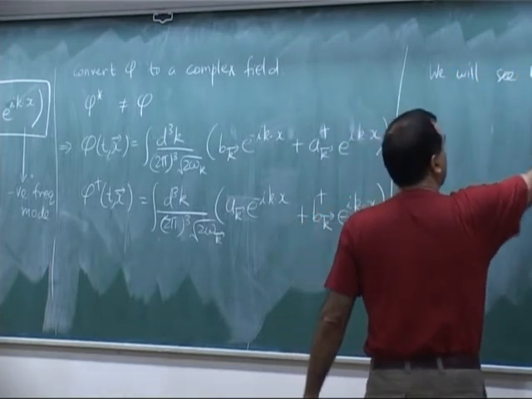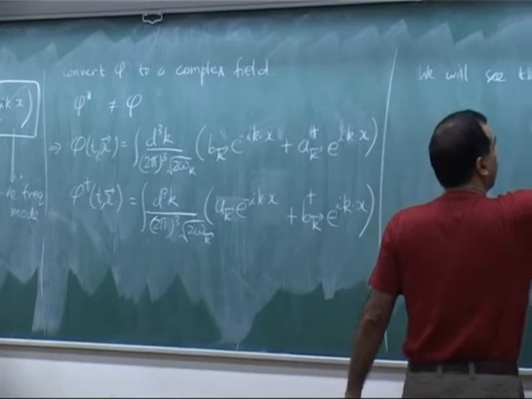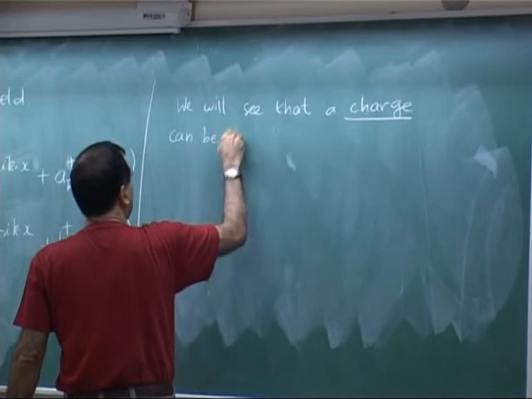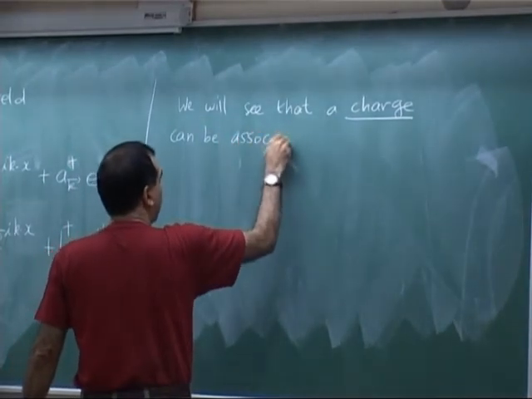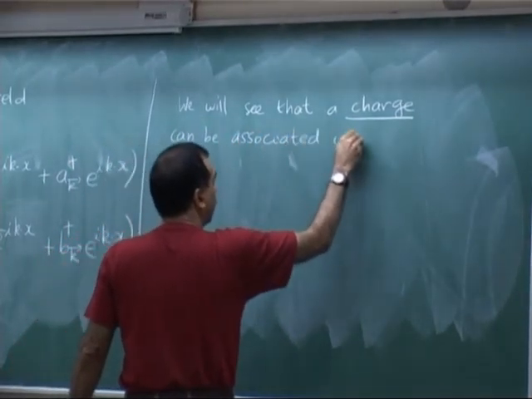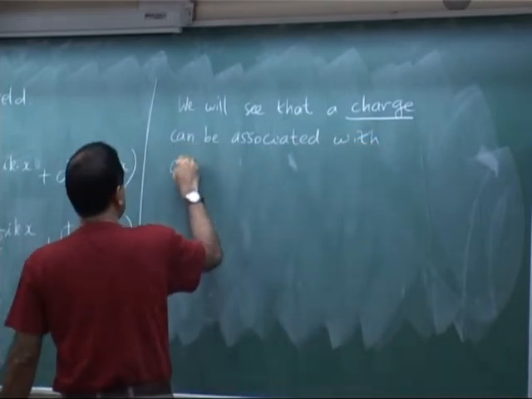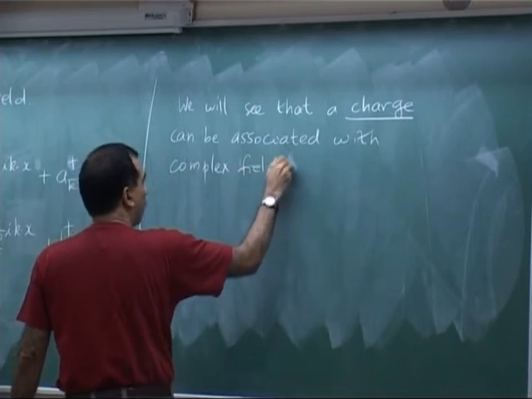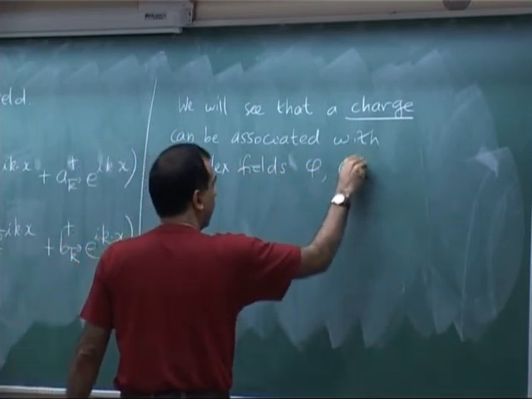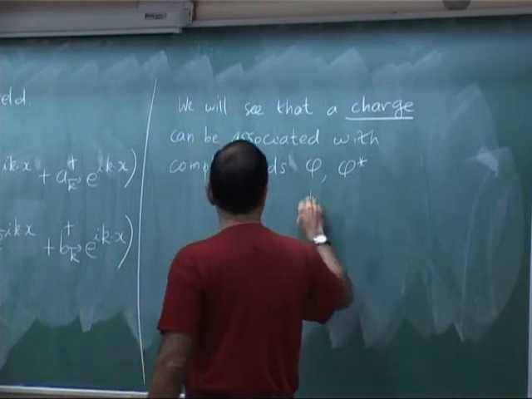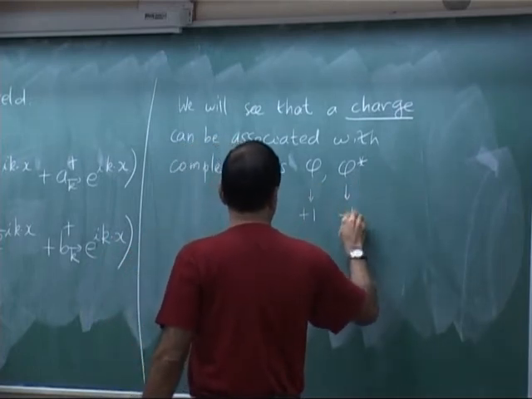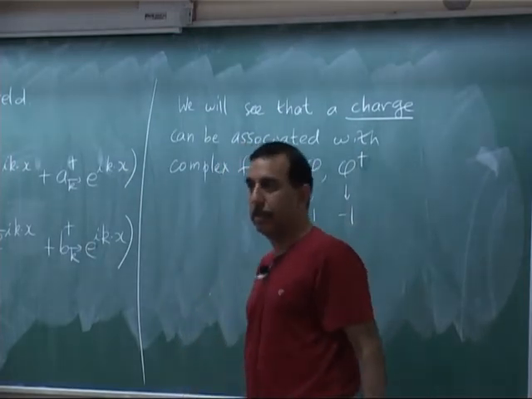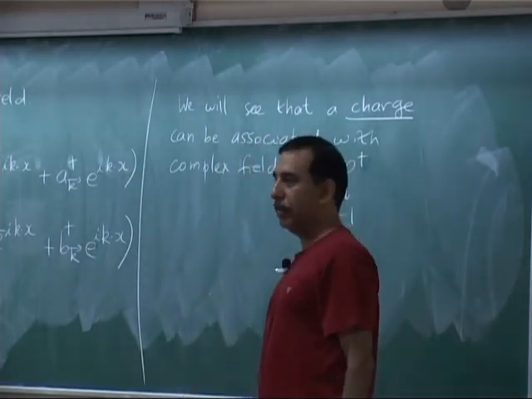that a charge can be associated with complex fields. Phi star is such that this field has a charge, let's say plus 1, and phi dagger has the opposite charge, minus 1. So the electric charge changes sign under complex conjugation.